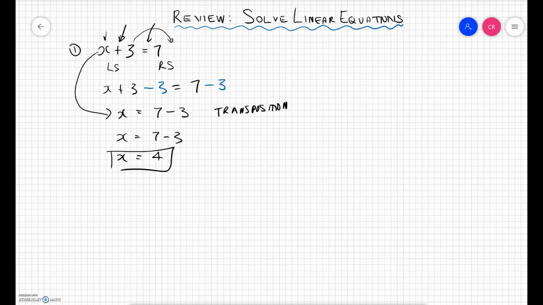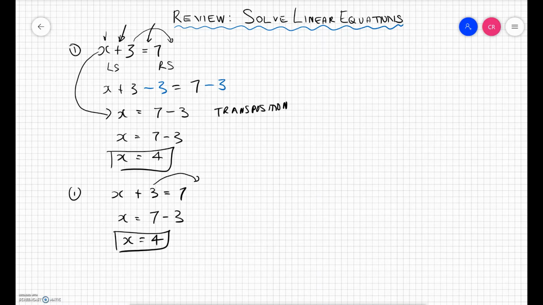Let's do this problem again. So now we could make it a little bit shorter using the idea of transposition. x plus 3 equals 7. We move the 3 across, it becomes a negative 3. So now we have x equals 7 minus 3, or x equals 4. Okay? Let's do another one.